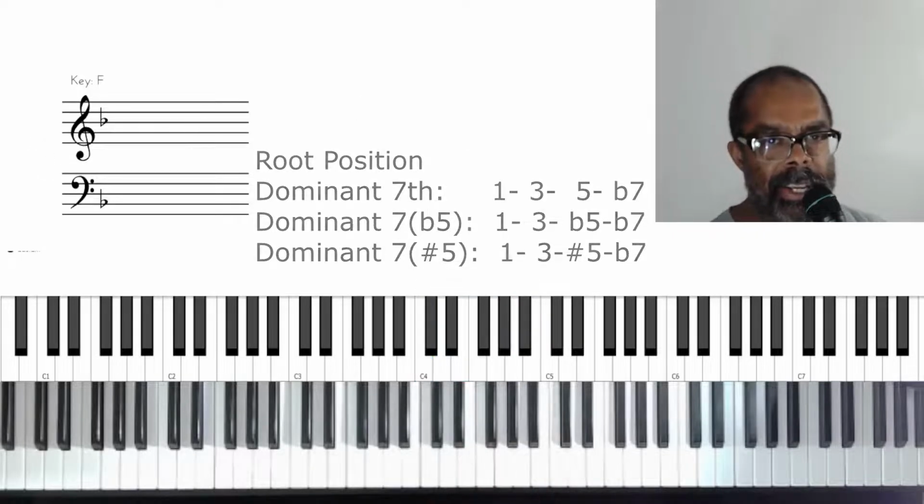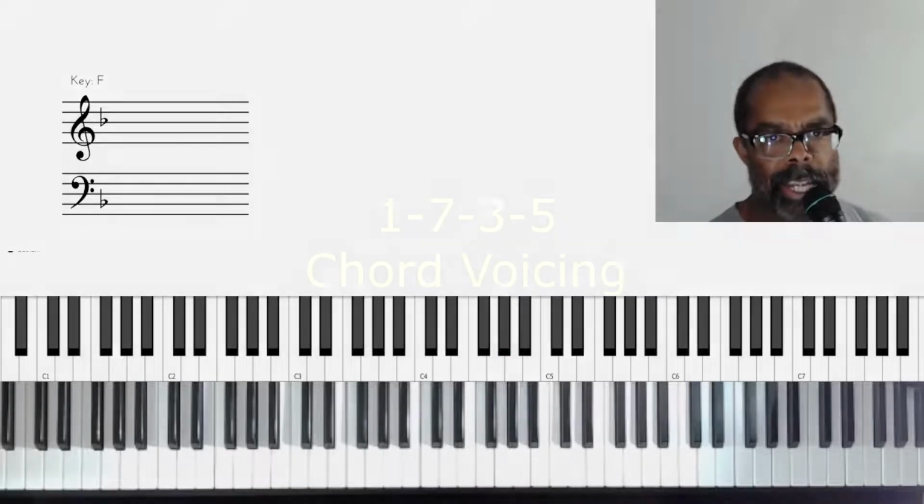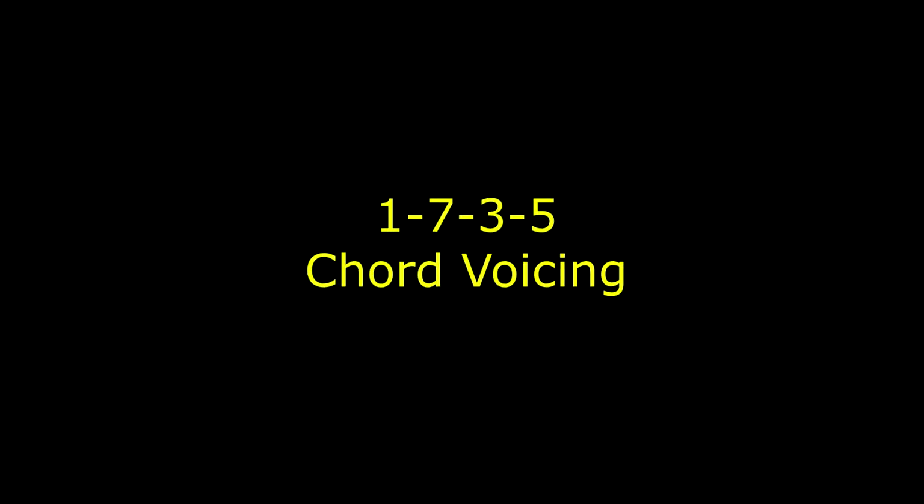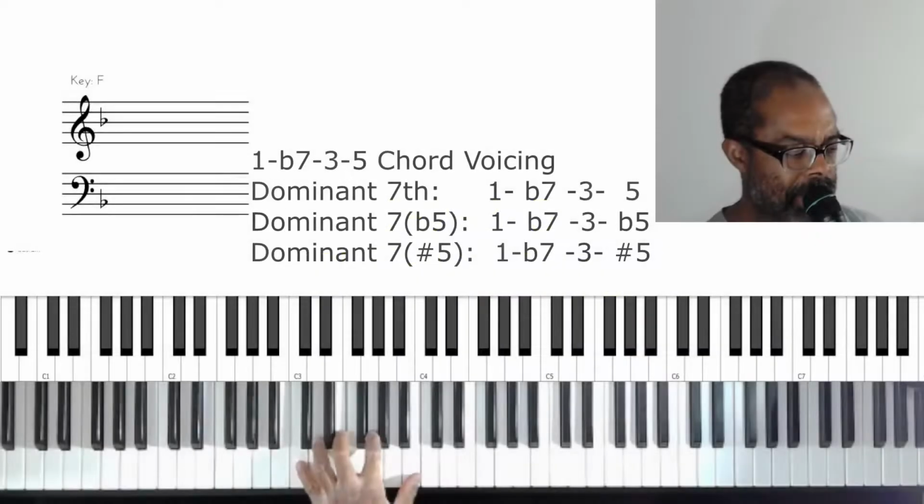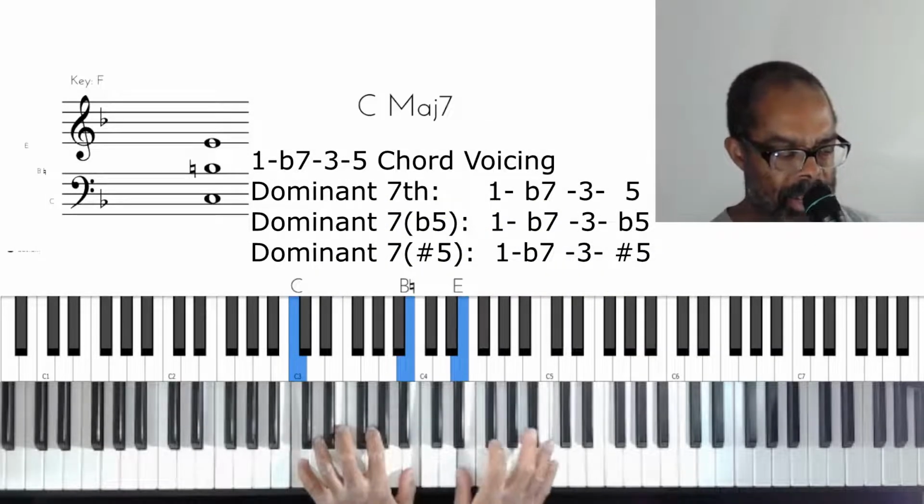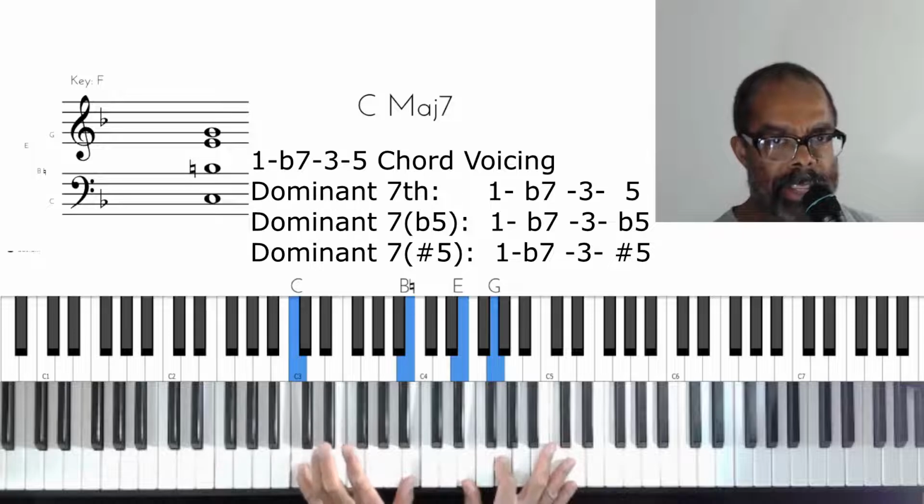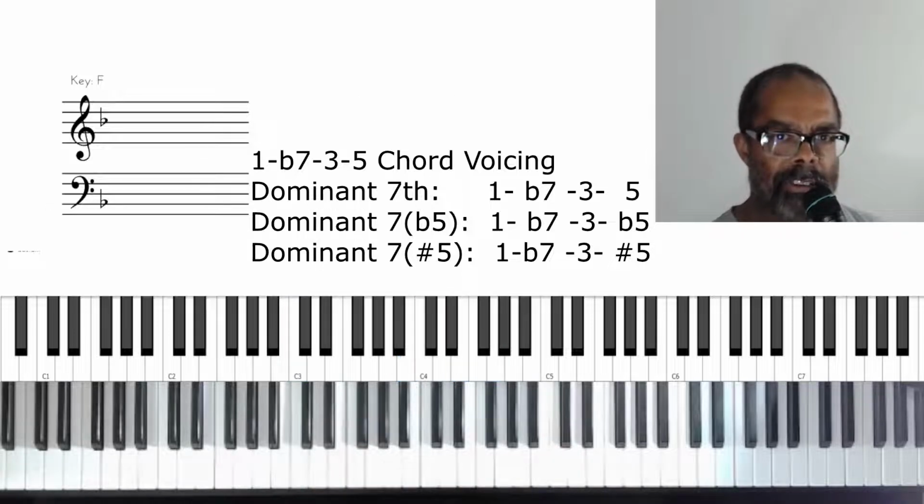All right. So that's the dominant 7th chord with the sharp 5. Now, let's go back to the pro voicing we did in lesson number 1. That was where we were playing 1 and 7 in the left hand, 3 and 5 in the right hand. Except what we're going to do now, instead of playing the major 7th like I'm doing here, is we're going to play our dominant 7th chords and the variations on them.